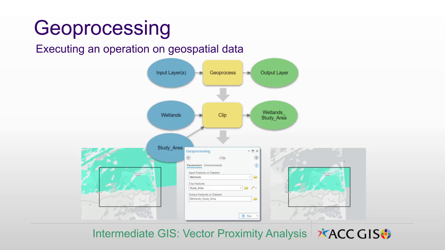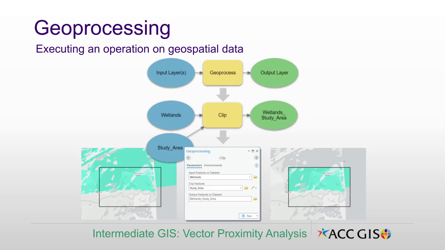Now, what is a geoprocess? It's executing an operation on geospatial data. And if I were to diagram it, it would be like the diagram that you see at the top of your screen there, in which I've got input layers that are input into a geoprocess that produces output layers. So for example, a clip geoprocess requires input layers like the layer to be clipped, in this example, wetlands, and the layer that's going to be used to clip is the study area, and it produces the output, which is the wetland study area, which is the clipped wetlands to the study area. And that's just a geoprocess.